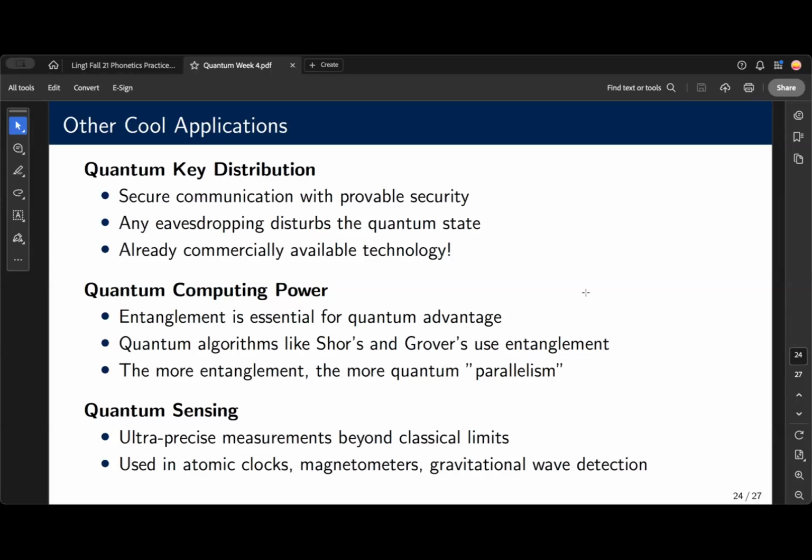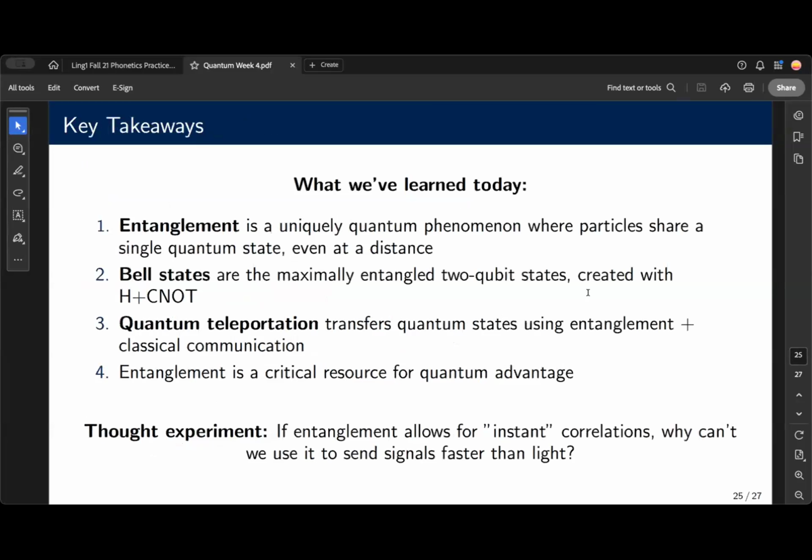Quantum computing, in terms of the advantage and power, entanglement is essential, and we're going to see that in a couple of the algorithms. So more entanglement means that the quantum computation is running in parallel systems, helping us compute faster. And the third one, quantum sensing, we do have ultra precise measurement and devices such as atomic clocks and gravitational wave detection devices that work on this technology.